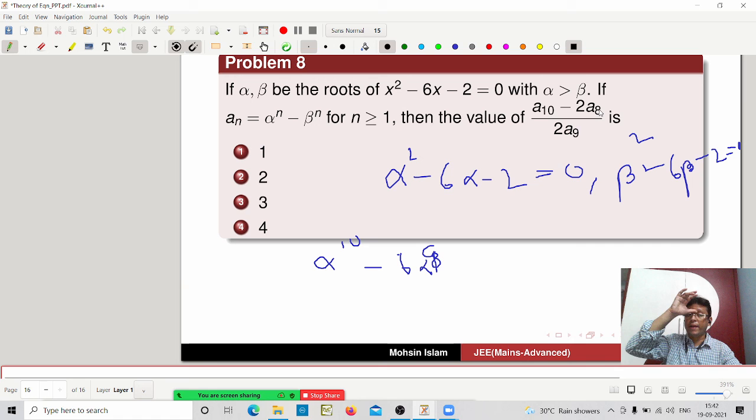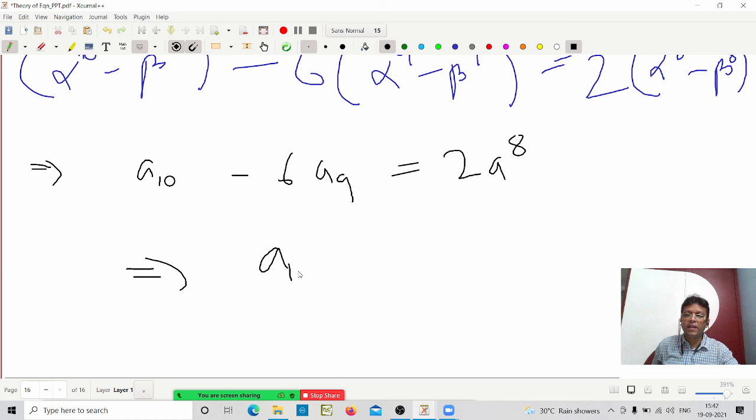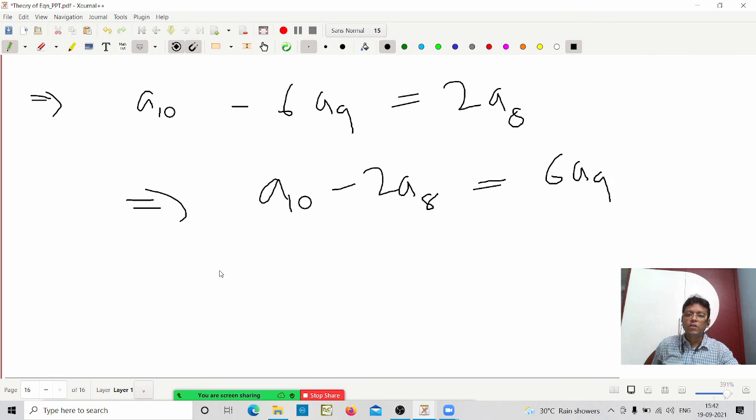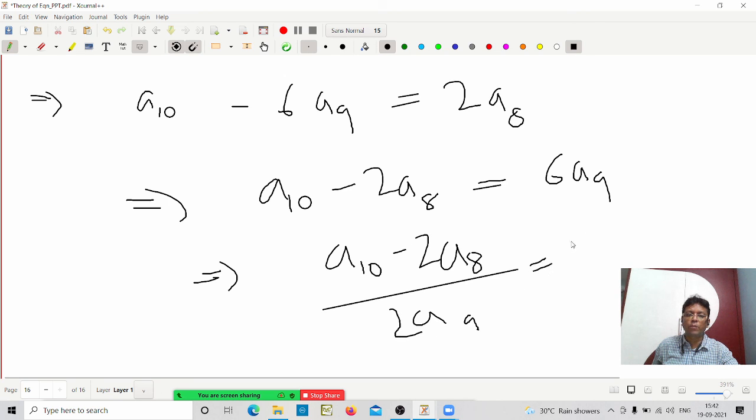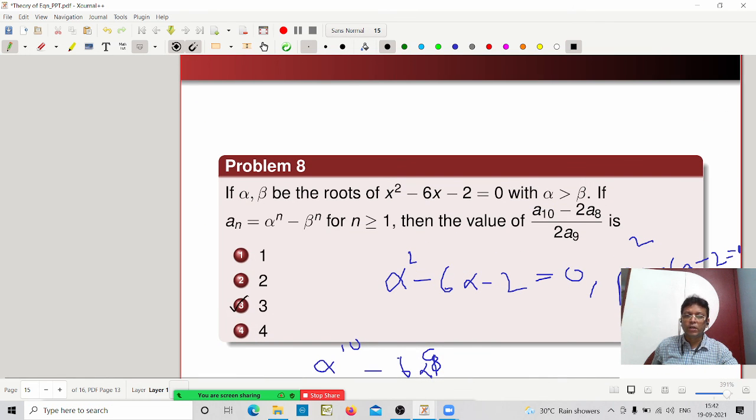You want a10 minus 2a8 by 2a9. So you can easily calculate: a10 minus 2a8, sorry, not power, I have written the power, it is a suffix, equal to 6a9. So the final result will be (a10 minus 2a8) over 2a9, and that's going to be 3. So 3 is the answer, everybody. So it's number 3.